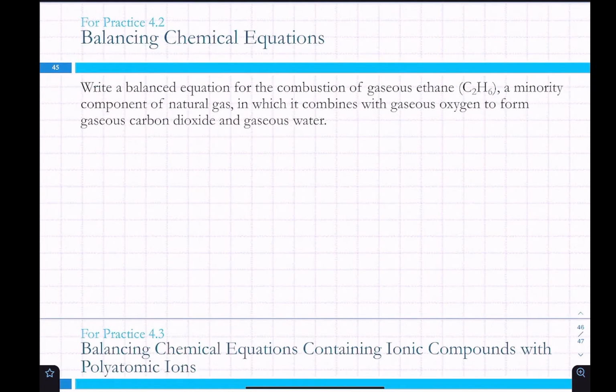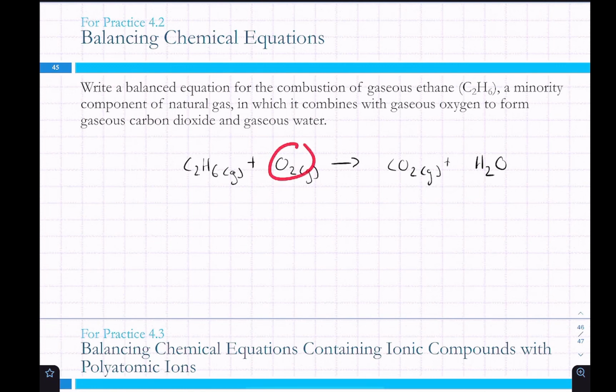So ethane, it's given there, C2H6, gas, combines with what? Oxygen's one of those special elements, diatomic. And then we've got carbon dioxide and water. So where should we start balancing this? Oxygen is off, but oxygen is also a free element. So we're going to do oxygen last.